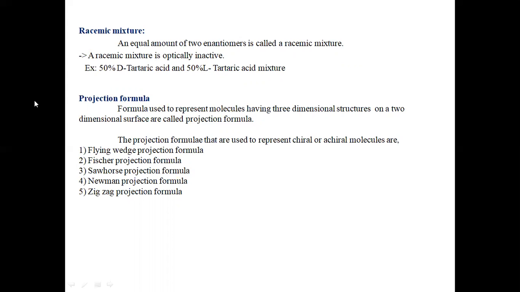So if you take any racemic mixture, it will be optically inactive, in the sense it doesn't rotate the plane polarized light to either side, right or left. Such types of compounds or molecules we call optically inactive substances. An example of a racemic mixture is a mixture of 50% D-tartaric acid and 50% L-tartaric acid.